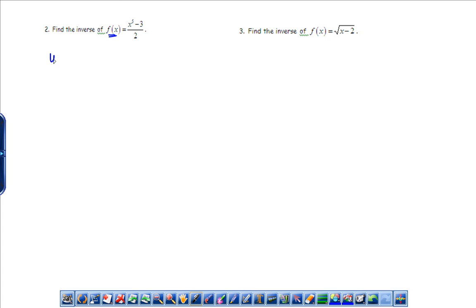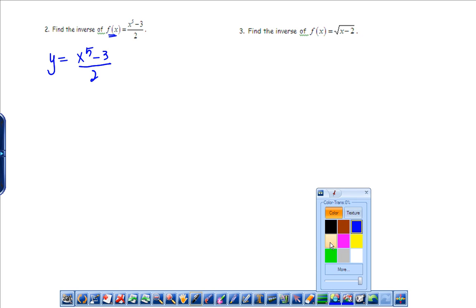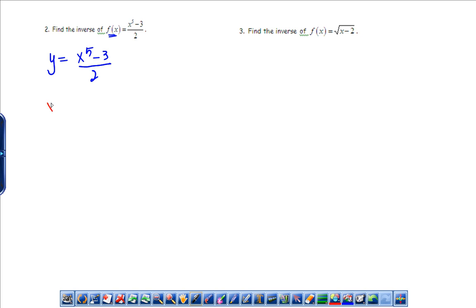Okay, if I give you a function and I want to find the inverse, remember this is really y, so I'd say y equals x to the 5th minus 3 over 2. Now go ahead and switch your x and y. So this is really x equals y to the 5th minus 3 over 2. I'm just switching my x and y. Now solve for y. So this is 2x equals y to the 5th minus 3, add 3.